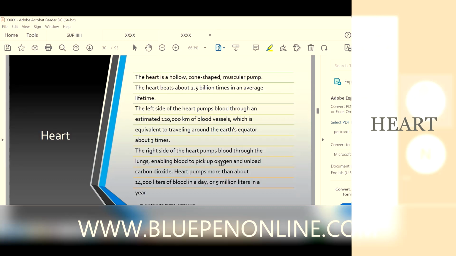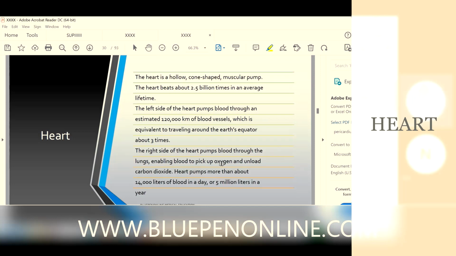The heart is a hollow cone-shaped muscular pump, and it beats almost 2.5 billion times in your entire lifetime. The left side of the heart pumps blood through an estimated 120,000 kilometers of blood vessels. That is almost equal to a person traveling around the Earth's equator about 3 times. So you can imagine the pumping speed. The right side of the heart pumps blood through the lungs.